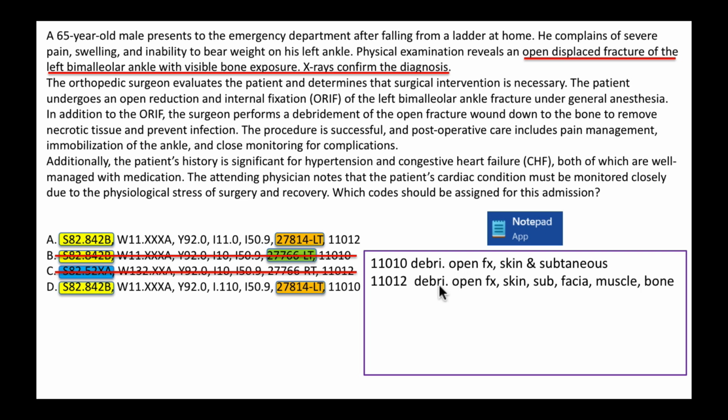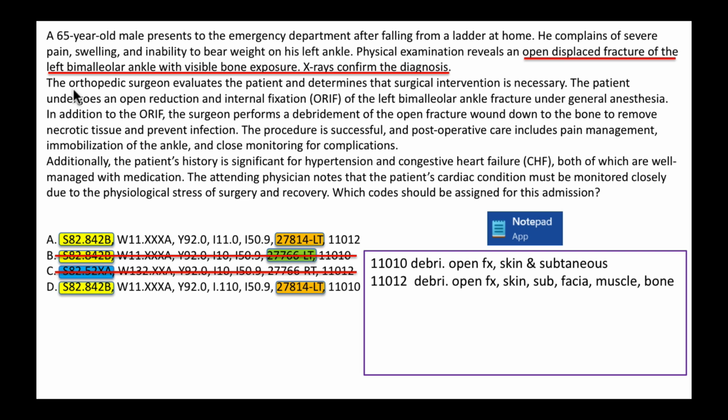Based on what you just typed in Notepad, both codes 11010 and 11012 are for the debridement of an open fracture, and the only difference is the depth of the procedure. Code 11010 covers debridement down to the skin and subcutaneous tissue, whereas 11012 involves debridement down to the muscle and bone, and this will be your focus when you go back to read the case and determine the correct code.